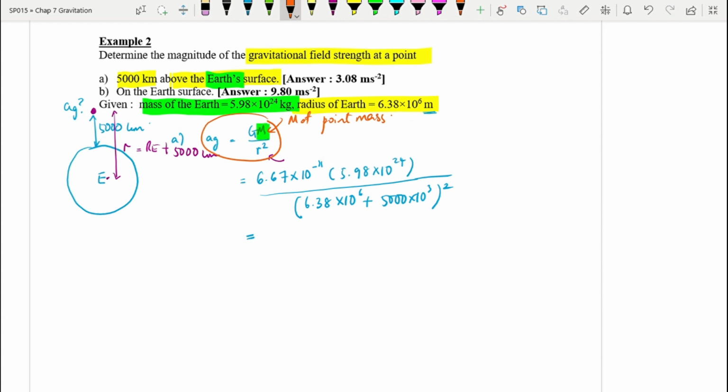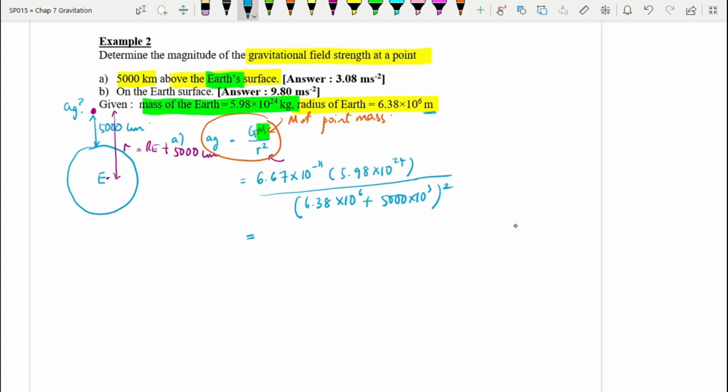Dia kata an object of mass 100 kg is placed 5,000 km above the earth's surface. Jadi dia minta kita kira what is the strength of gravitational field strength experienced by the 100 kg object. Jadi korang kat situ dah confused nak guna 100 kg ke nak guna mass of the earth. Okay, so kalau gunakan formula GM over R square, make sure you use mass of the point mass, or to be specific dalam example ini adalah mass of the earth.